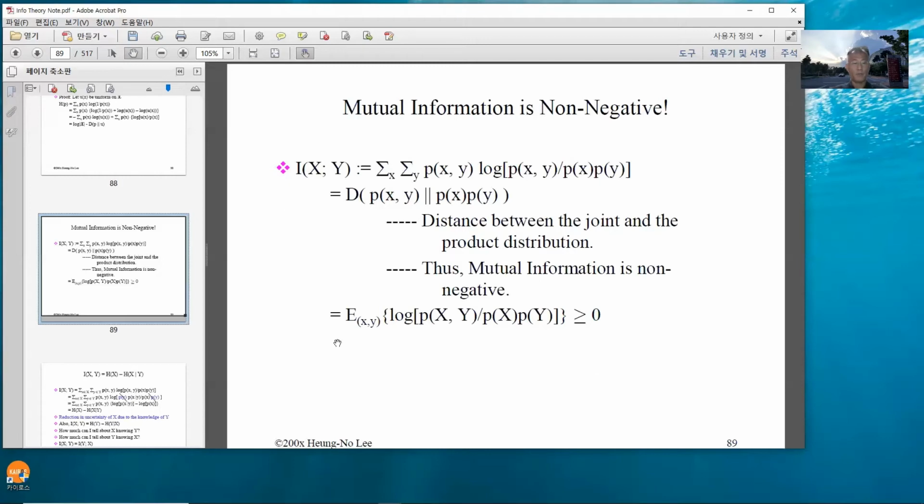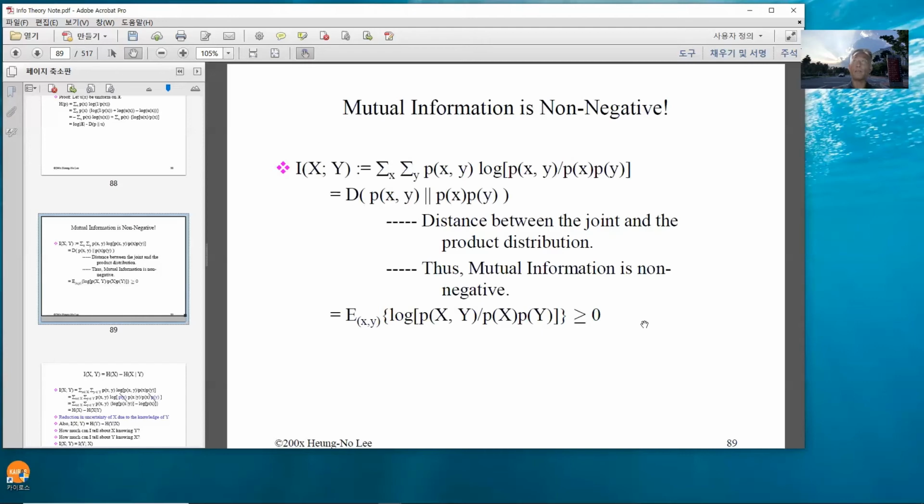Okay, so this one with respect to X and Y is the expectation of this log of ratio. So log of joint distribution over product distribution. So this one here is a random variable, since X and Y are random variables. And the product assignments are random variables. And ratio of random variables are random variable. And then log of random variable is a random variable. So you can take the expectation. So that's the mutual information.